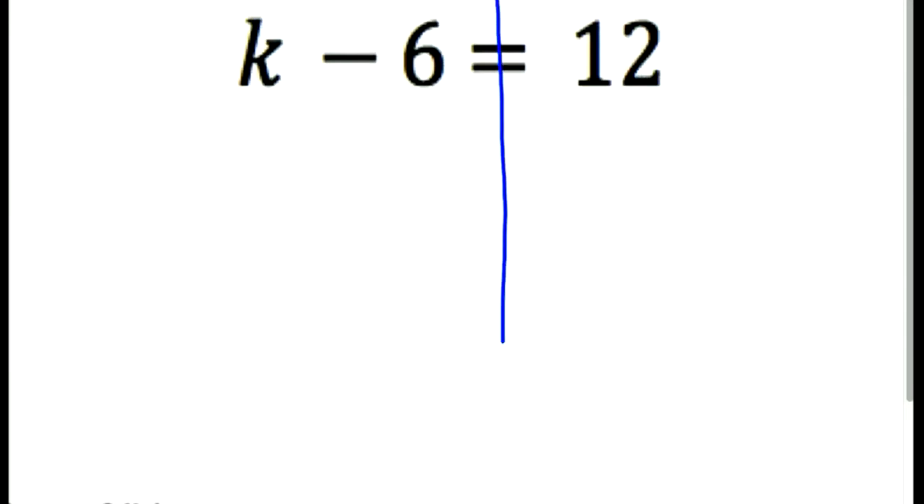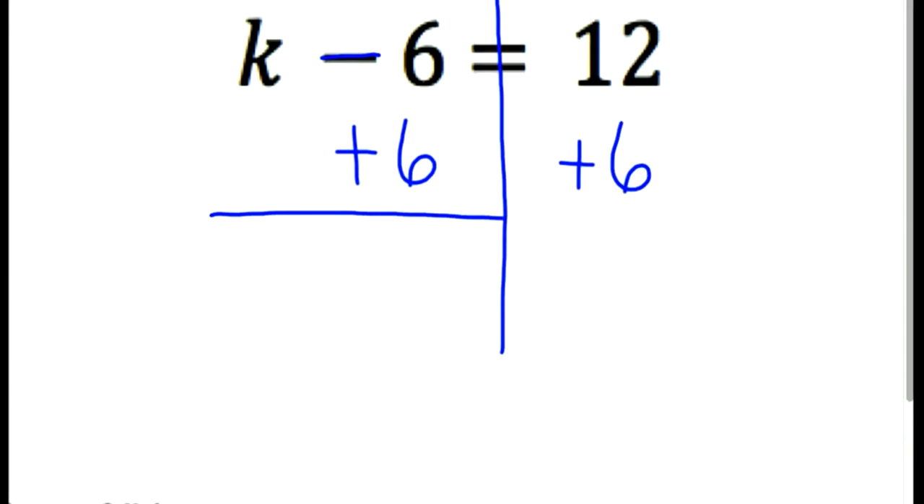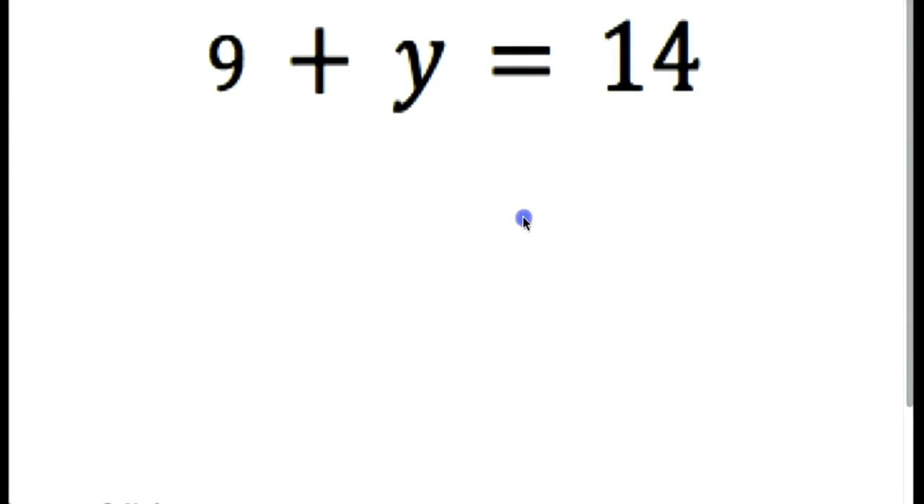Drawing my vertical line, I have a negative 6. So the opposite of negative is positive. I need to add 6 to both sides because I need to get rid of the 6 that's on the same side as k. So k equals 12 plus 6.